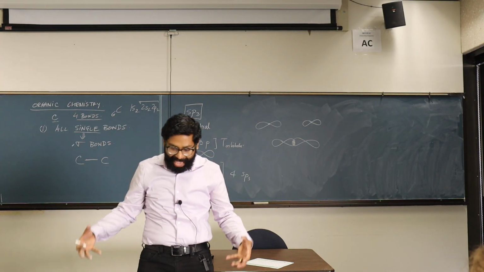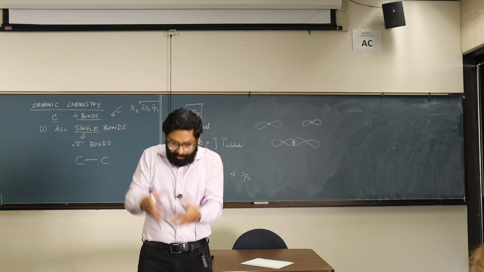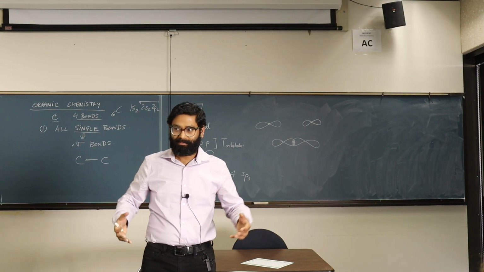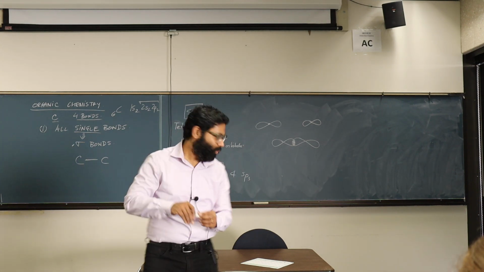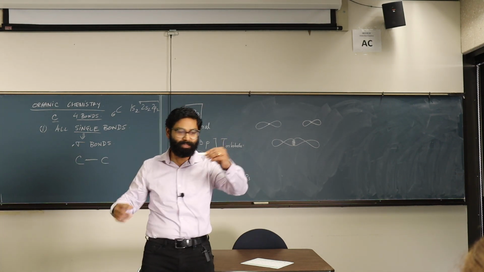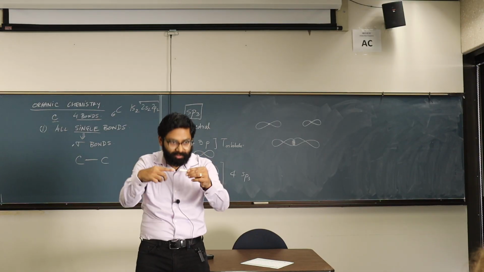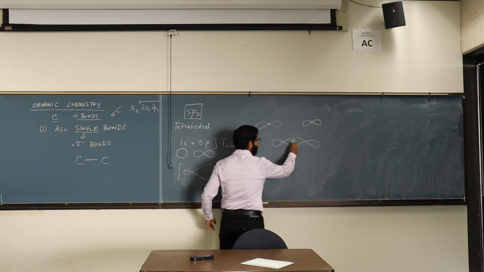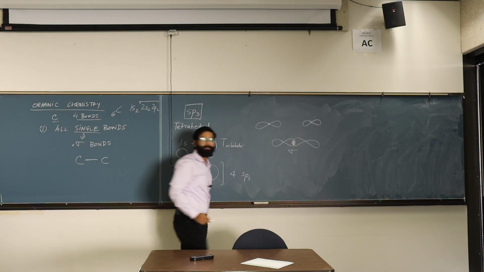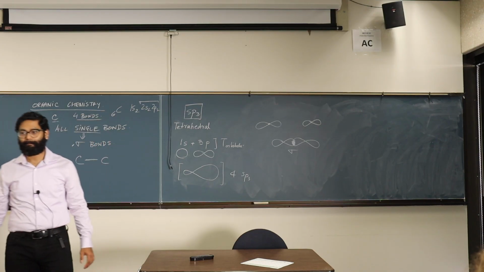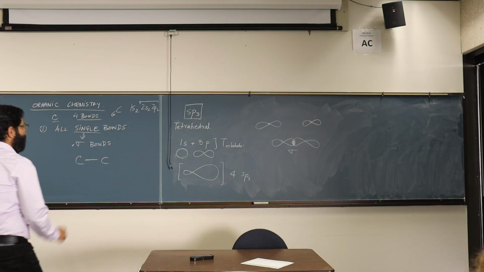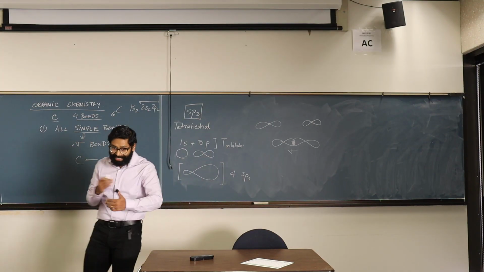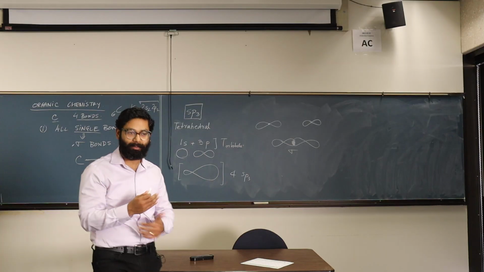Is this a head-on overlap or not? This is a head-on overlap. One orbital is coming this way, the other is coming this way, so it's head-on. It's a direct overlap. This direct overlap is called a sigma bond. However, when we are talking about a direct overlap, that kind of hints at an indirect overlap of orbitals as well.